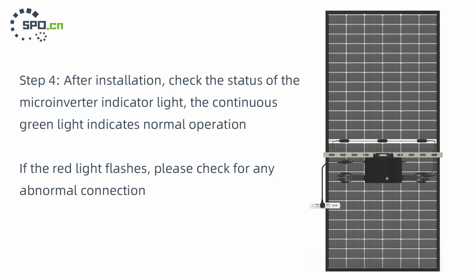Step 4. After installation, check the status of the microinverter indicator light. The continuous green light indicates normal operation. If the red light flashes, please check for any abnormal connection.